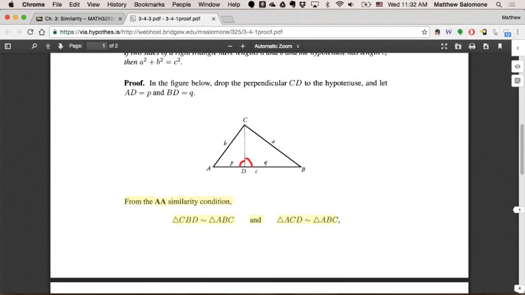So maybe another way to look at this would be to take some angle from my original triangle. Let's say I take this one right here, the angle CAD, and ask the question, to what angle in one of the smaller triangles is it congruent?